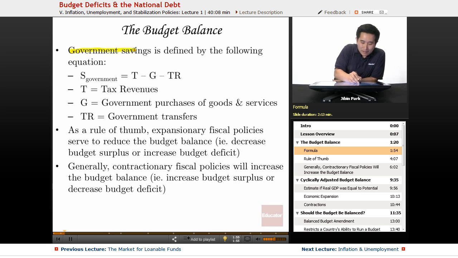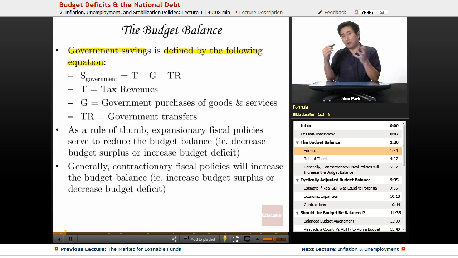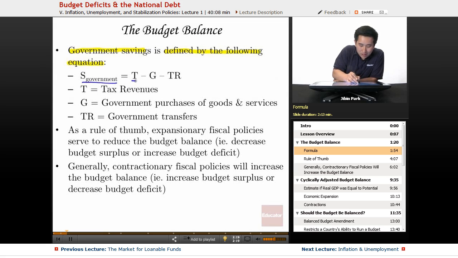So the government savings is defined by the following equation. Some people might have an issue with the idea of the government saving, because how is the government actually saving? They're saving American taxpayers' money, which, if you think about it, theoretically really belongs to them. But nuances aside here, government savings, S government, equals T minus G minus TR.